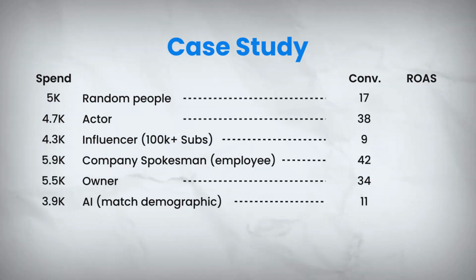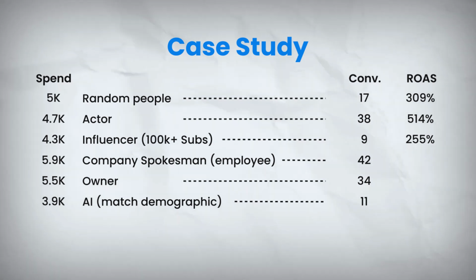The random person from Fiverr got 309% ROAS. Our actor got a 515% ROAS. Our influencer got 255. Even though with that one we didn't get very many conversions, the ROAS was actually much higher than the AI generated leads from the AI UGC actor. The company employee is the one that got the most ROAS. It also got the most conversions as well. The owner got fewer conversions and 584% ROAS. And of course, the AI influencer got 160. So that was the worst.